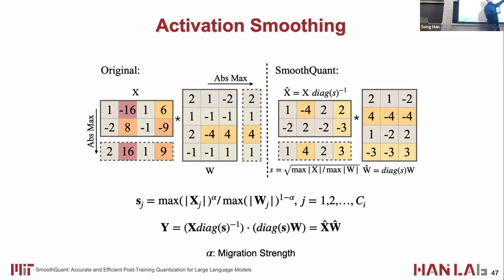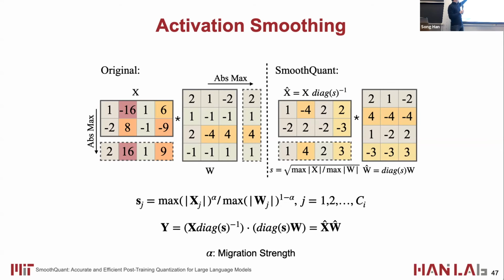But after this smoothing, the difference between the max value and smallest value are much closer, right? So this is how we do this smoothing, pushing the quantization difficulty from the activation, which has something very difficult to quantize, and pushing it to the weight. So how do we do that?